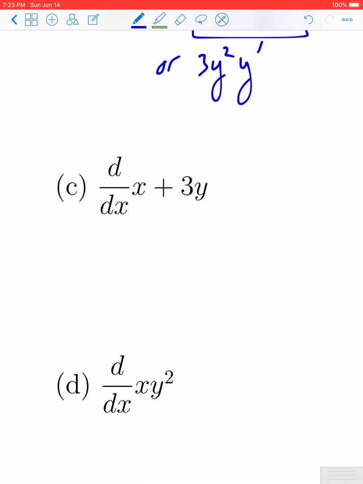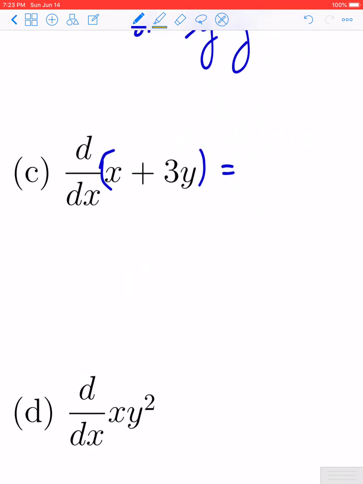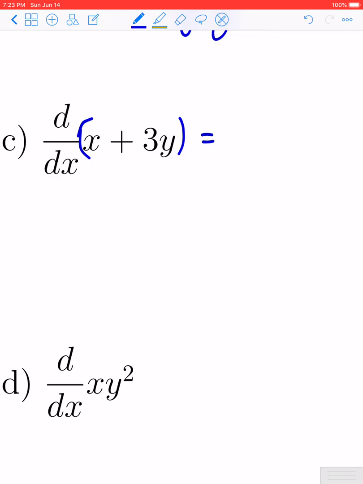Let's take a look at part C. We want to take the derivative of this expression, which has 2 terms. Our rules for differentiation say we can differentiate term by term. The derivative of x is 1. The derivative of 3y, well, that's going to be 3, but then from the chain rule, we need to multiply by the derivative of y. That's going to give us y prime.